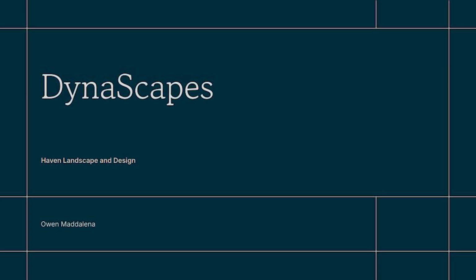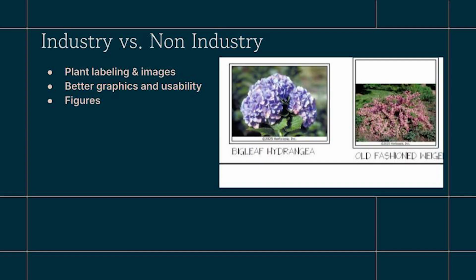In this ePortfolio presentation, I will go over an industry-specific software called DynaScape. In my HORT 120 class, we use both landscape industry-specific and non-industry-specific softwares. By using industry-specific softwares, we're able to access plant labeling and image tools and databases. The images shown on this slide are from the DynaScape database.